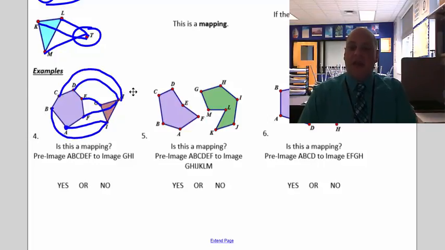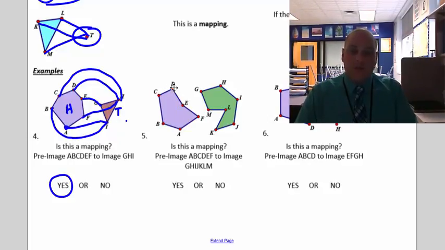All right, that's okay. So you have a 1, 2, 3, 4, 5, 6. You have a hexagon here, and it's going to a triangle. That's okay. A hexagon can become a triangle. So yes, it is a mapping.